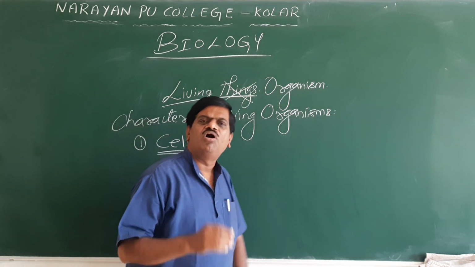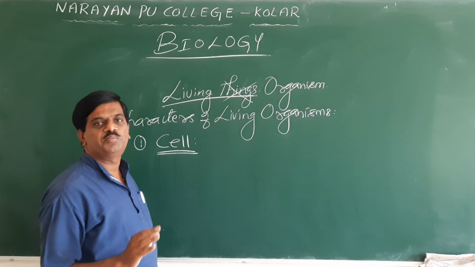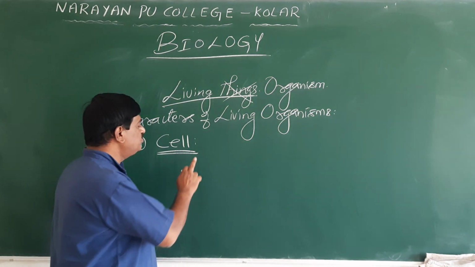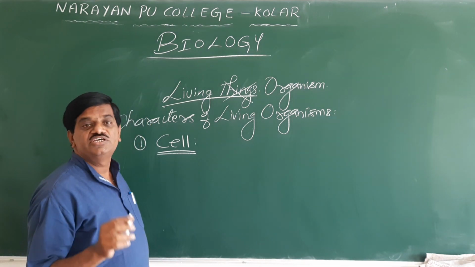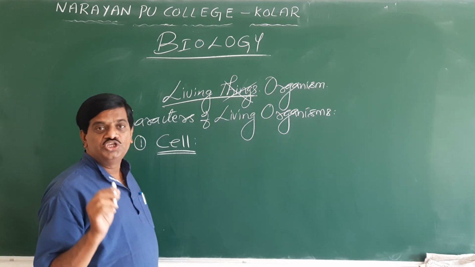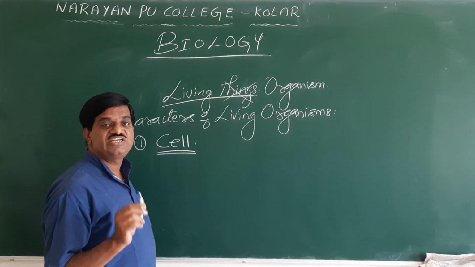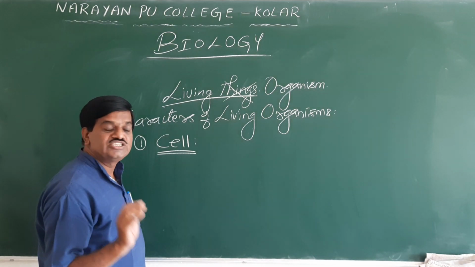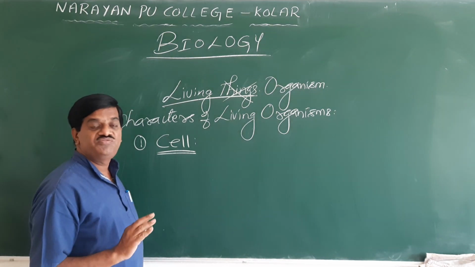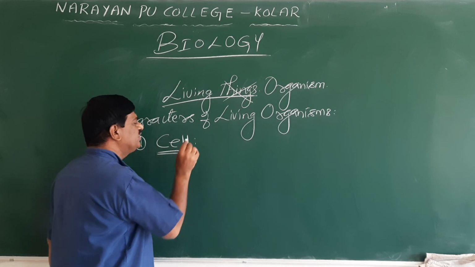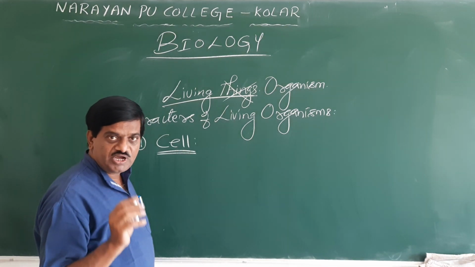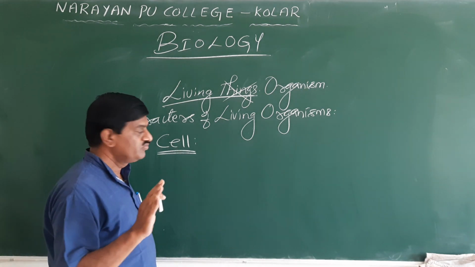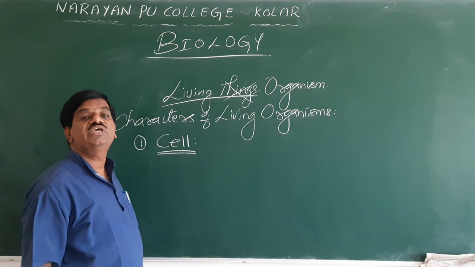We know that all living organisms are made up of cells. Without cell, there is no life at all. Cell may be defined as the structural functional unit of an organism. So without cell, no life is present. All living organisms are made up of either a single cell or many cells. So cell is a must. Now we go for the other word.